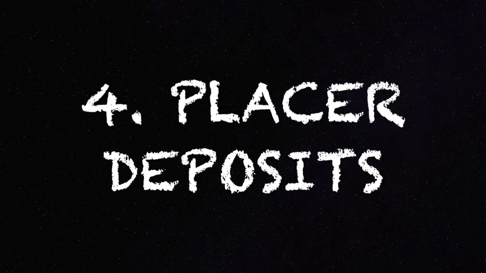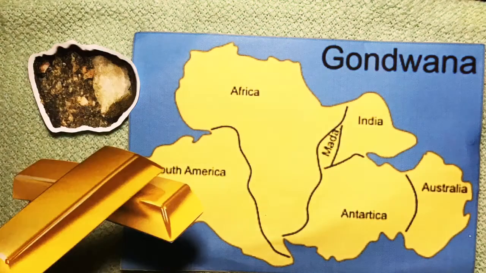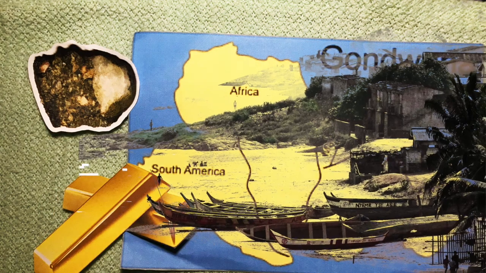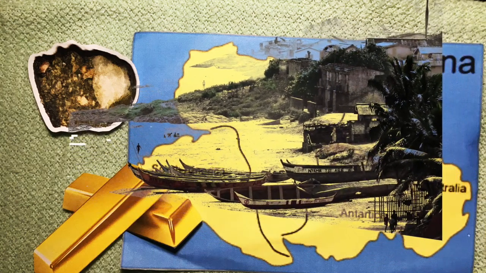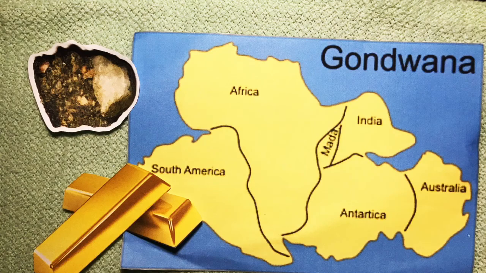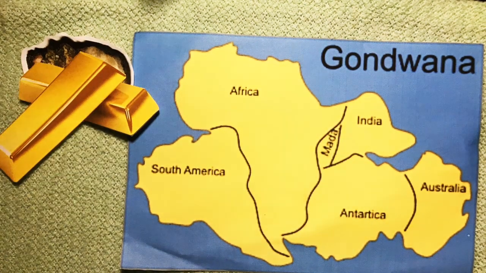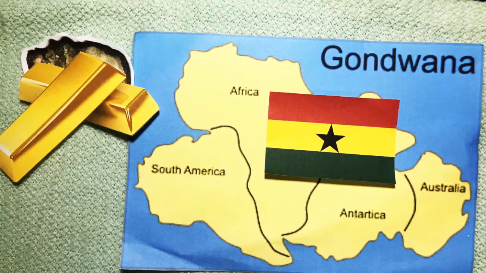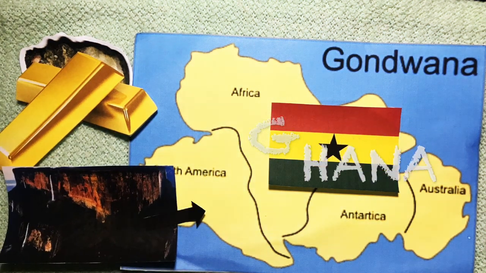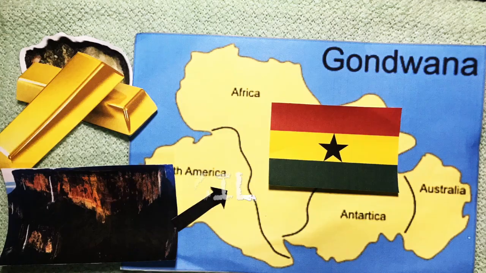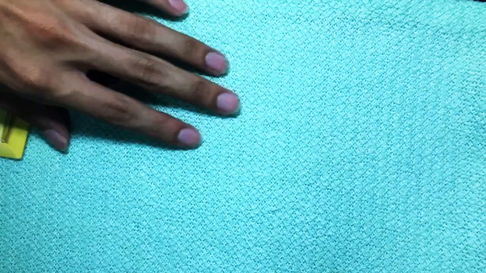Number 4. Placer deposits. The presence of abundant placer deposits of gold along the Ghana coast and the complete lack of its source rocks in the area is a phenomenal fact. The gold-bearing veins are present in Brazil, and it's evident that the gold deposits of Ghana and Africa are obtained from the Brazil Plateau from the time when two continents were beside each other.